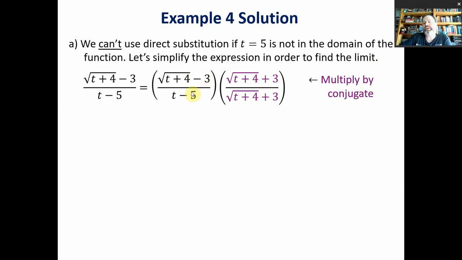So the algebra technique we need here is multiplying by the conjugate. You look for the radical. The radical will either be in the numerator or denominator. It doesn't matter where it is. There's only going to be one radical. You flip the sign, and you multiply by that value on the top and bottom. What that'll do is it'll get rid of the radical.